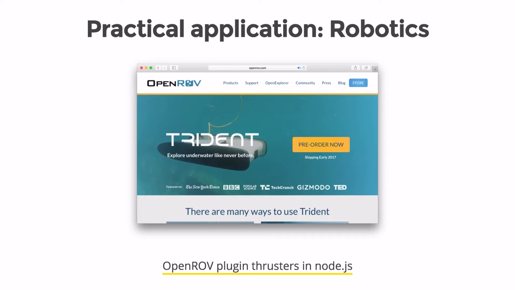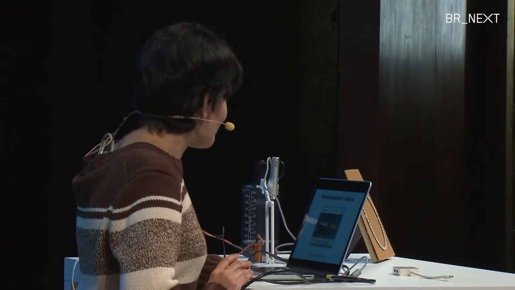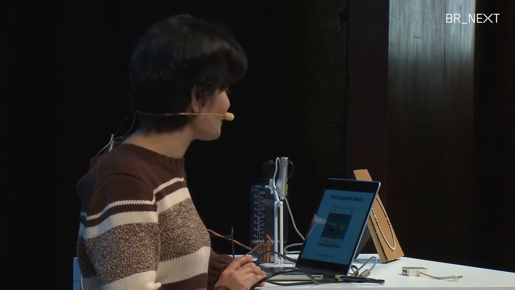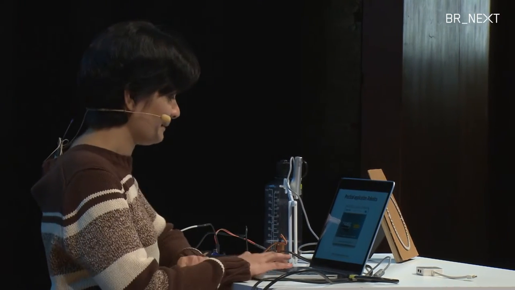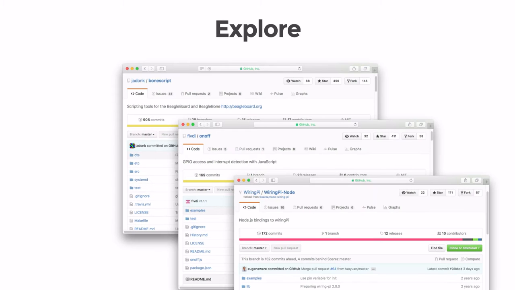What is a practical application that you can find using a single board computer? One of my favorites is robotics, a project called OpenROV. It is used to power underwater open source projects. It's really fun. And one of the trusted plugins is written in Node.js running on Linux. So go ahead and explore.